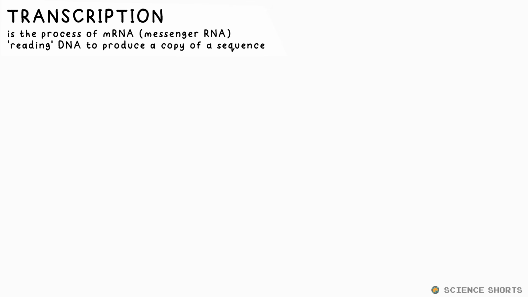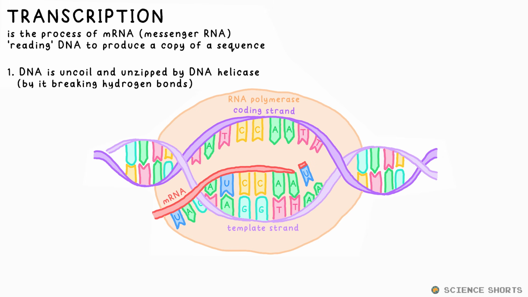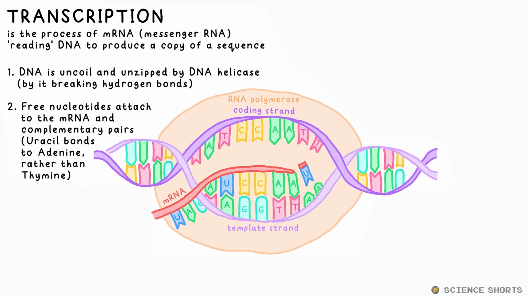mRNA, messenger RNA, is a one-stranded molecule of ribonucleic acid that creates a copy of the code in DNA. This is transcription, and the process goes as follows. DNA is uncoiled and unzipped by the enzyme DNA helicase by breaking the hydrogen bonds between the complementary bases. Free nucleotides then attach to the mRNA and pair up to one of the strands, A to T, C to G. The exception being that it's uracil that pairs up with A, adenine, on the DNA. That means no mRNA copy of the code has a T, thymine.